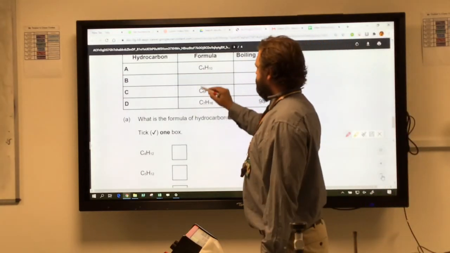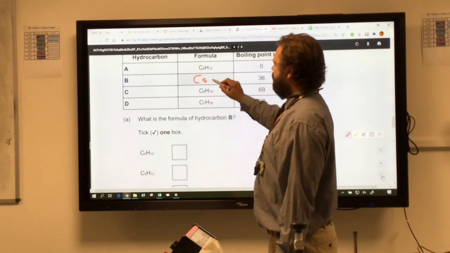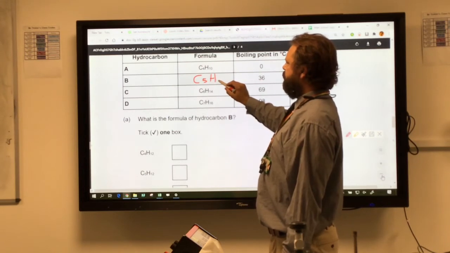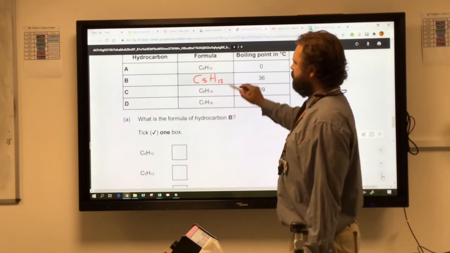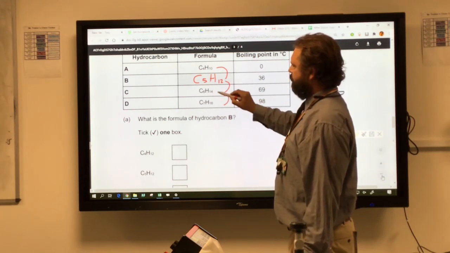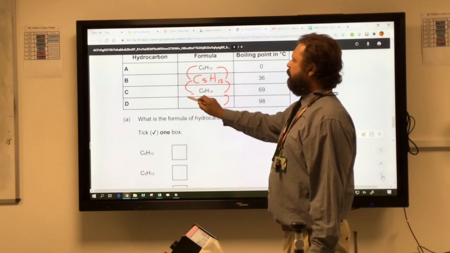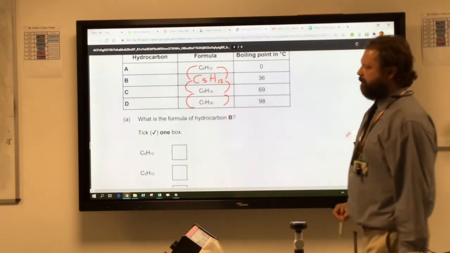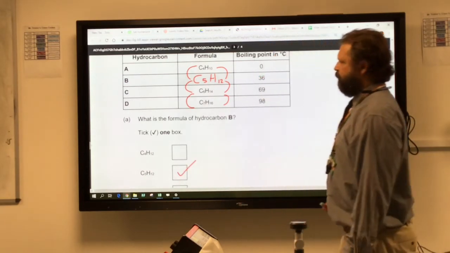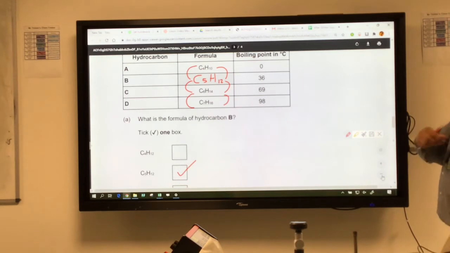Okay, so what's it going to be? Let's work it out first. C5, the H is 2 times 5 plus another 2 is 12. Or we could see that it goes up by 2, up by 2, up by 2, at the same time as the carbon going up by 1, up by 1, up by 1. Follows the same pattern. So we've got C5H12, there it is. It would be called pentane.